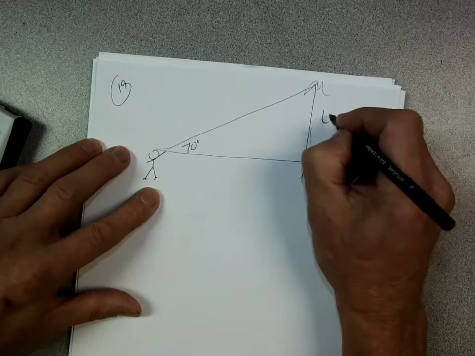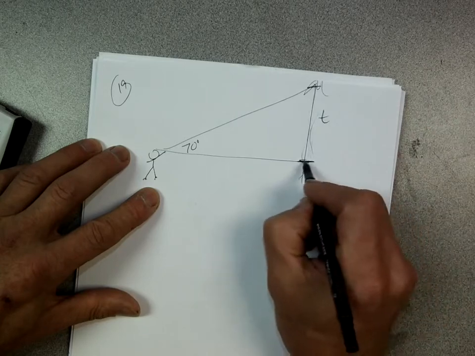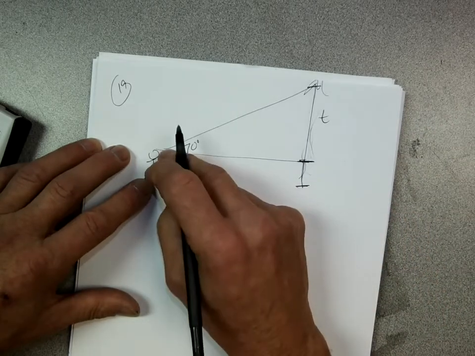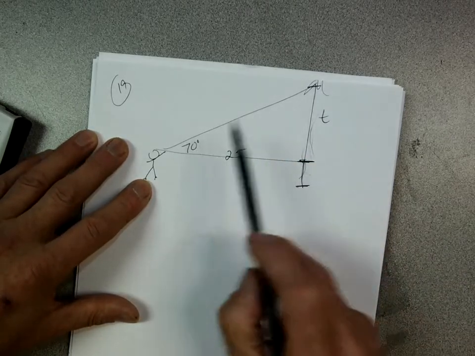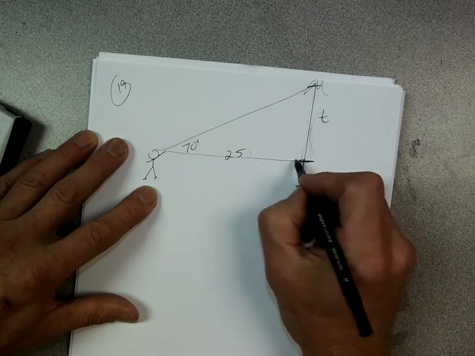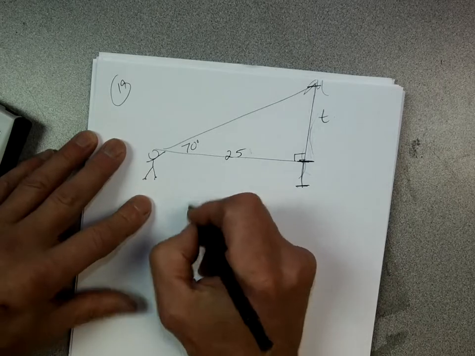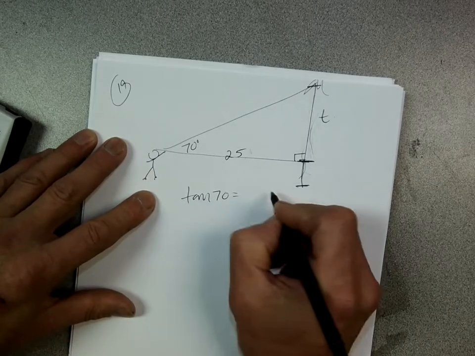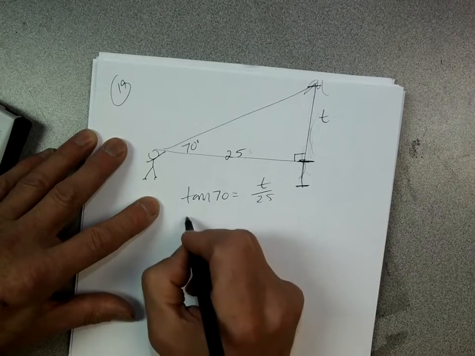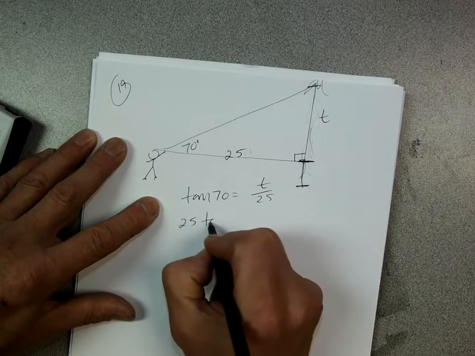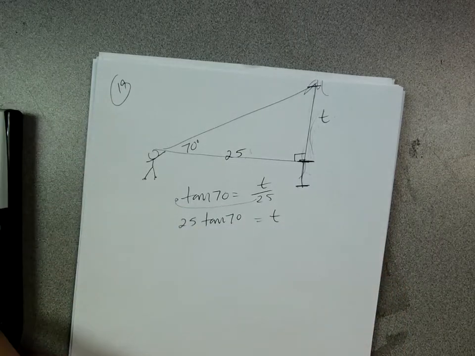Here's the thing. We're going to find the tree height from here to here, but then we're going to have to add in the boy's height because he is suspended 5 feet above. He's 25 feet from the tree. Okay, this gets pretty easy. Opposite, adjacent. We're going to assume the tree grows at a 90-degree angle. We're just going to use tangent. Tangent of 70 equals t over 25. Multiply up the 25, tangent of 70 times 25 equals t.